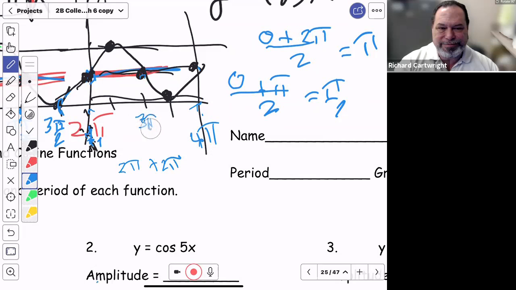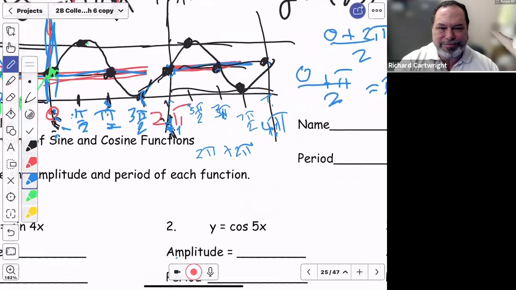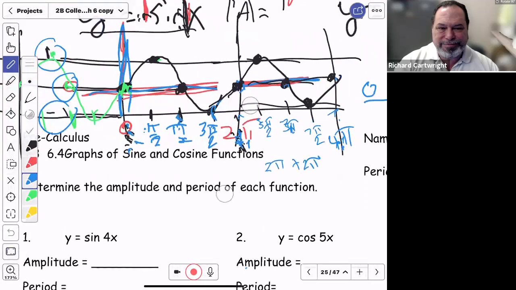To get the middle from here to here, 3 pi plus 4 pi is 7 pi. 7 pi divided by 2 is 7 pi over 2. To get this tick mark here, 2 pi plus 3 pi is 5 pi. 5 pi divided by 2 is 5 pi over 2. That was the easiest they're ever going to be. They're usually going to be harder than that.